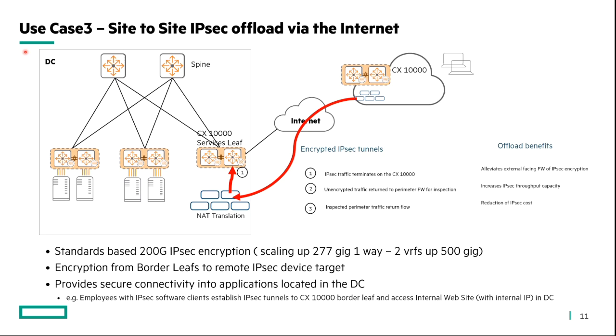So incoming traffic from the internet traverses the internet through the external firewall to the CX 10.12, where the IPsec encrypted traffic terminates and is decrypted. And then the unencrypted traffic is directly returned to the perimeter firewall for inspection. And then the inspected traffic is returned back to the CX 10.12. So all this provides a secure connectivity model back into the applications located in the data center, and potentially alleviating the IPsec burden on the external firewall.